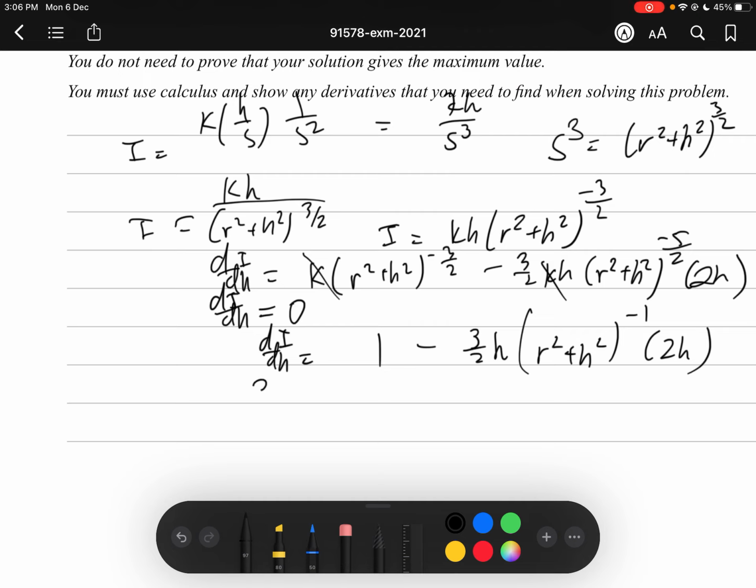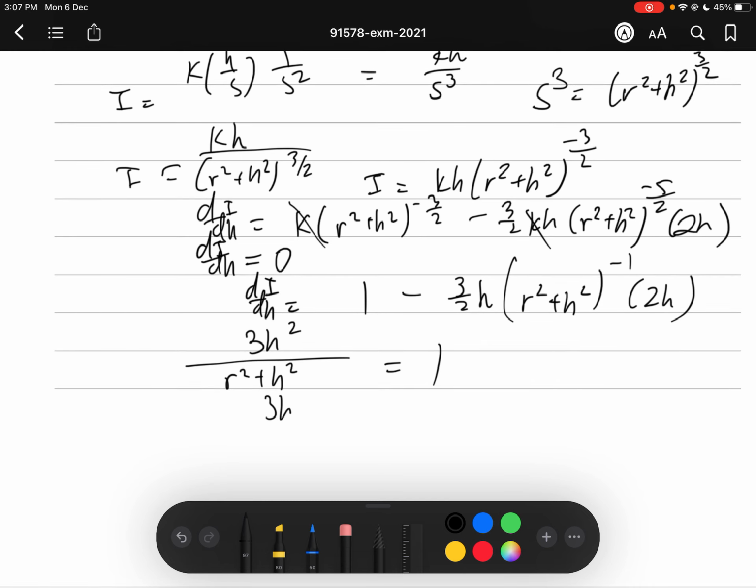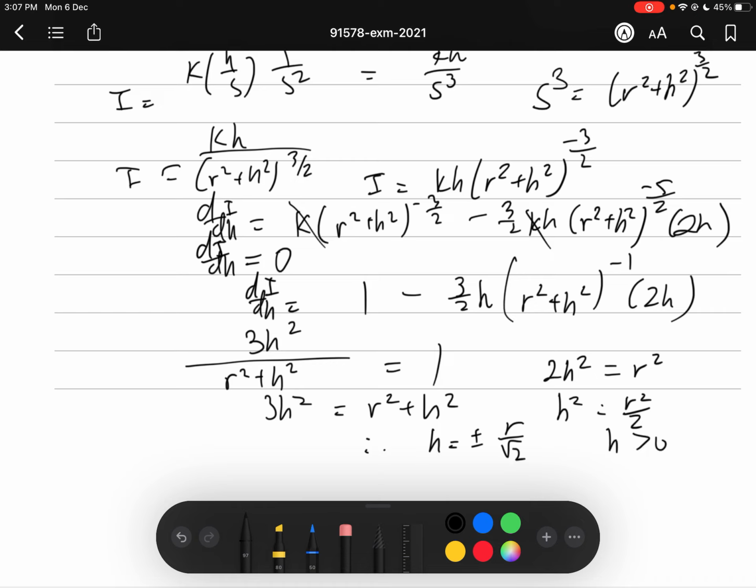So therefore we say that 3, what am I doing? Sorry. So 3 over 2h times 2h, that is equal to 3h squared. So 3h squared over r squared plus h squared equals 1. Therefore, 3h squared equals r squared plus h squared, and therefore 2h squared equals r squared. If h squared equals r squared over 2, then h equals plus or minus r over root 2. But obviously h is positive, so h equals r over root 2.